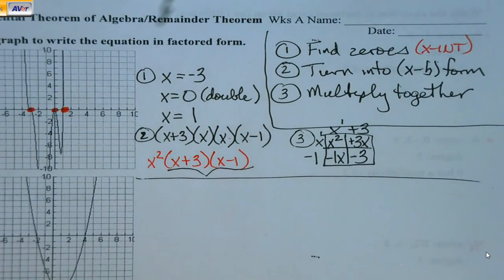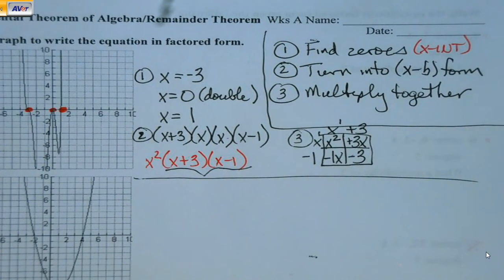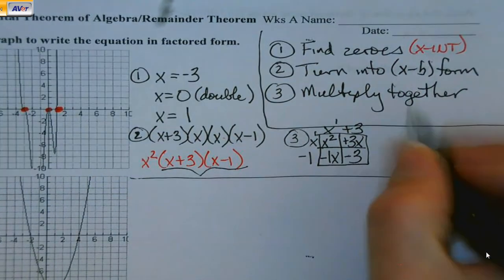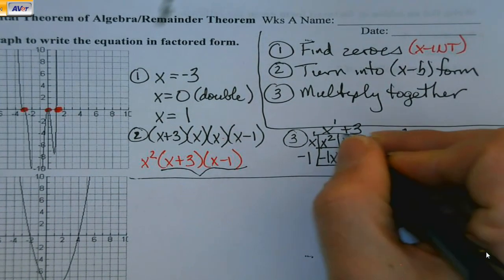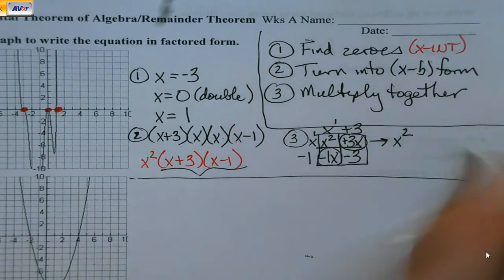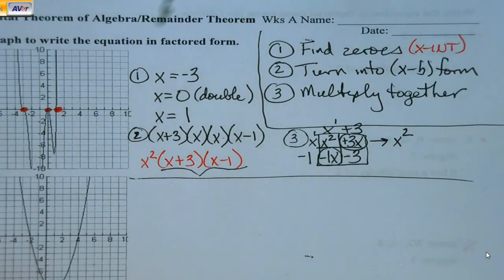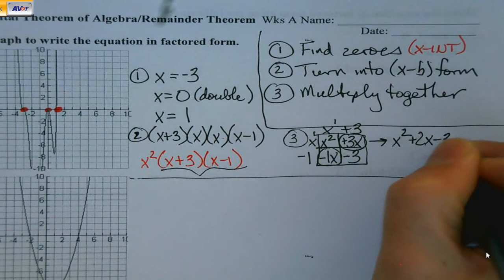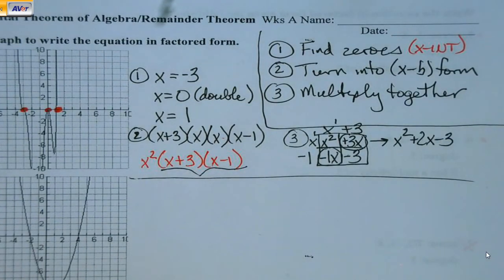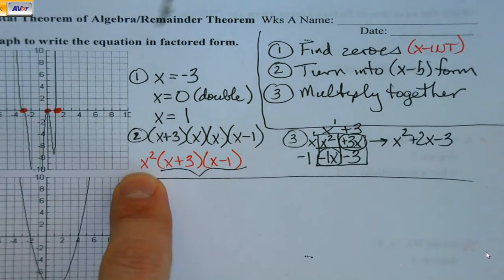So once I get that box filled in, I'm going to get that cleaned up, I'm going to combine my like terms. Again, once we fill the box, we're not messing with the exponents anymore. 3x minus 1x is 2x. Minus 3, but I still have one little piece left because I took care of these, but the x squared is still sitting here.